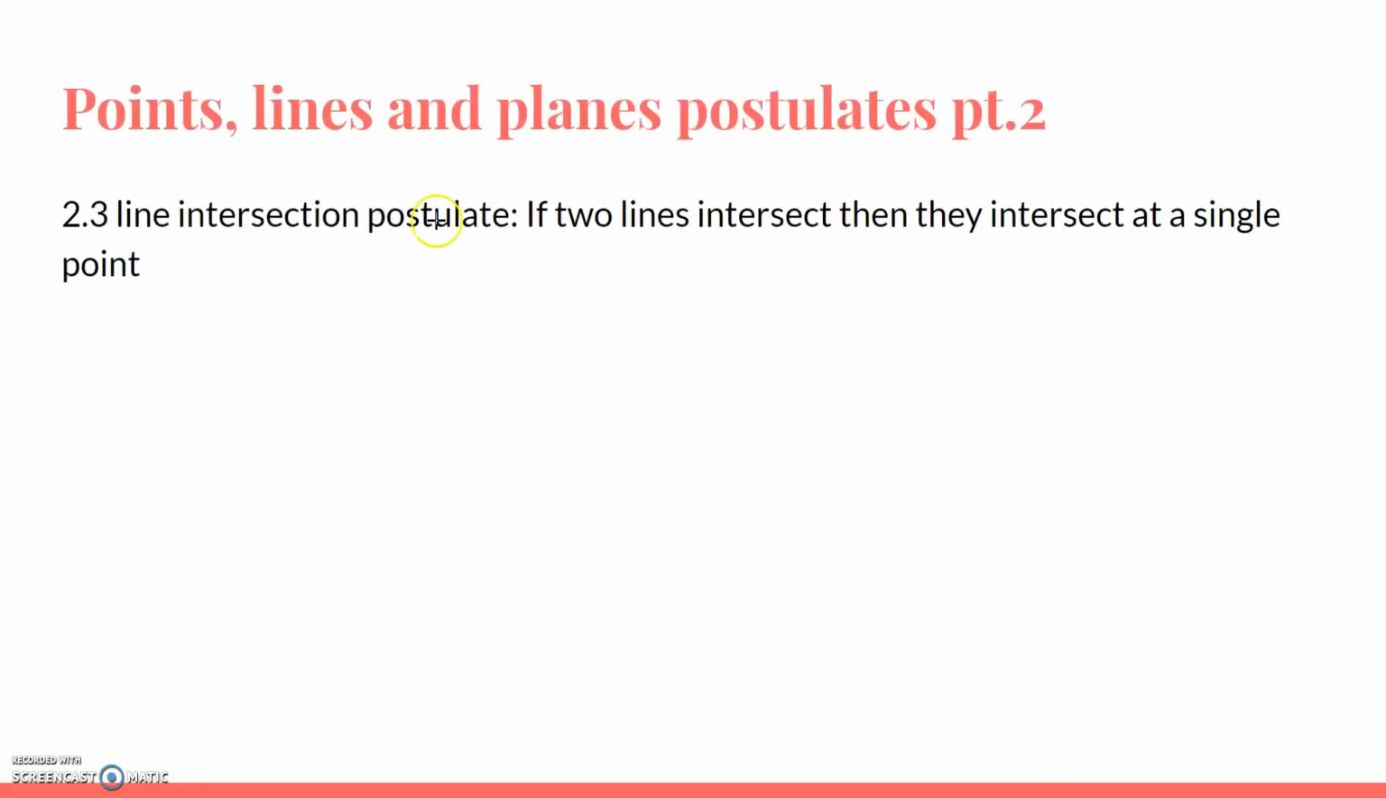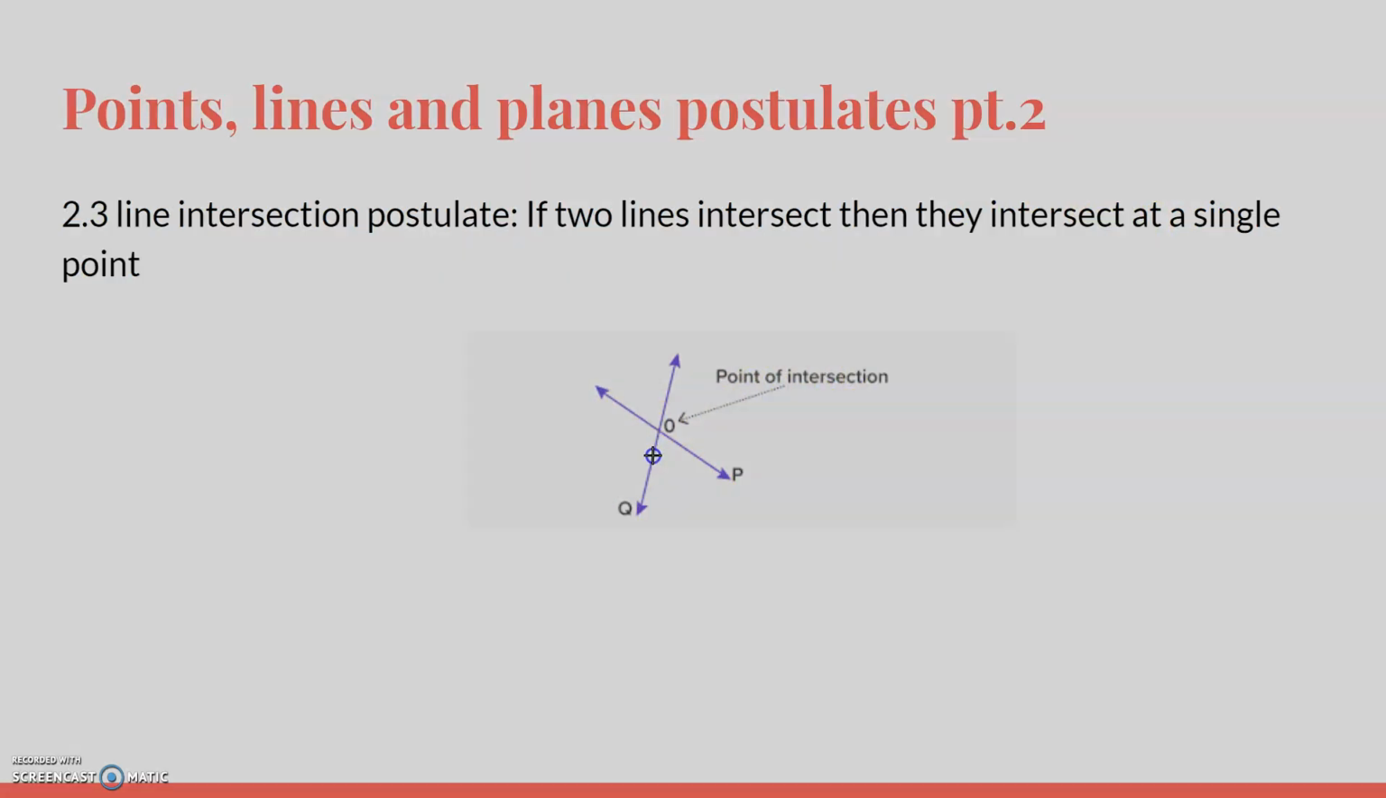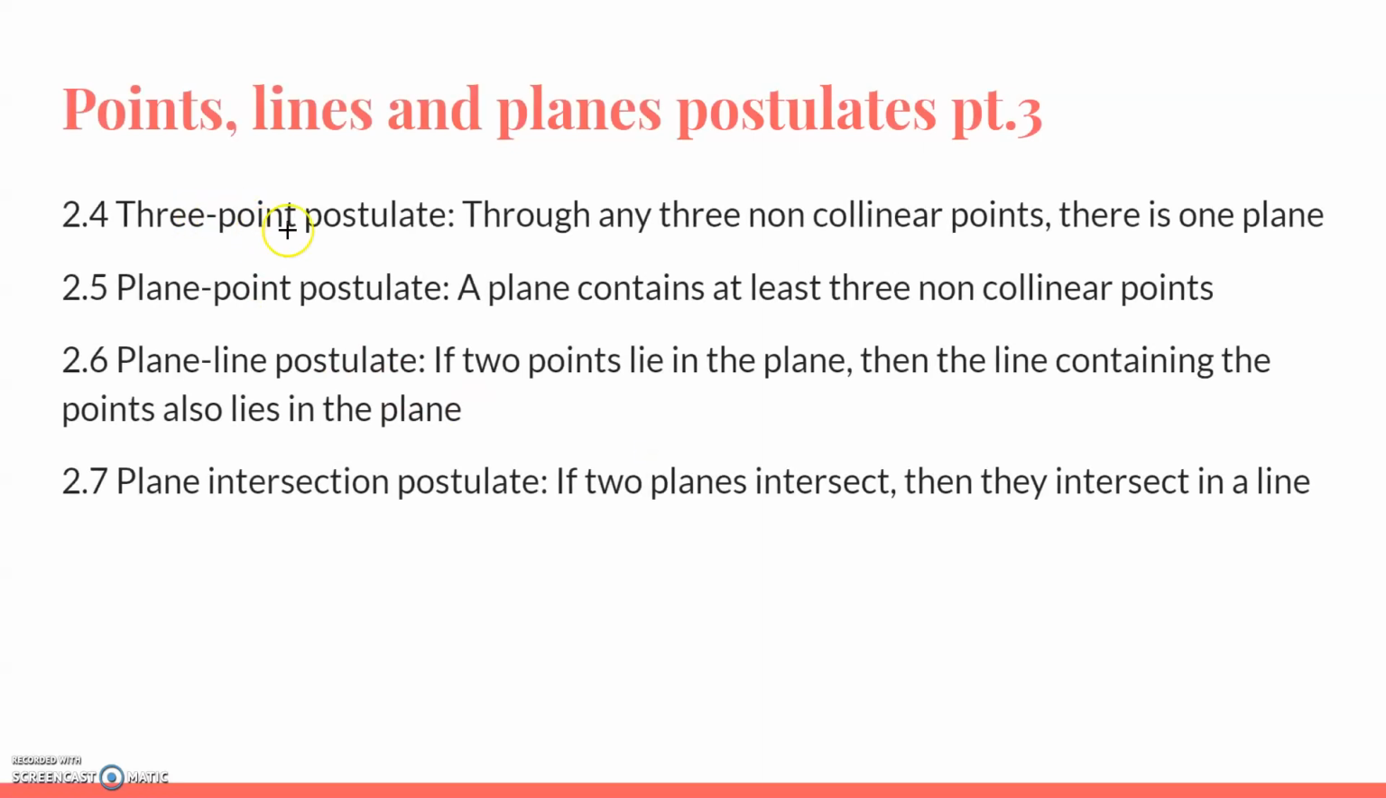Next, the line intersection postulate. If 2 lines intersect, then they intersect at a single point. As we can see here, lines P and Q intersect at point O, and that is their only point of intersection. And then next, the 3-point postulate.